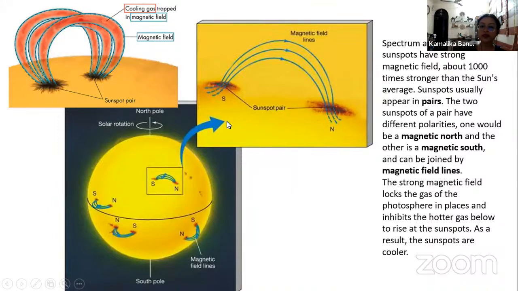Now, these magnetic field lines are so strong, they're 1,000 times stronger than the overall magnetic field of the sun. Because of this very strong magnetic field, the heat that is supposed to come out from the photosphere and the core gets trapped within it. Because the heat gets trapped, sunspots are actually the coolest regions of the sun, almost 2000 Kelvin lower than the normal photosphere temperature of 5700 Kelvin.